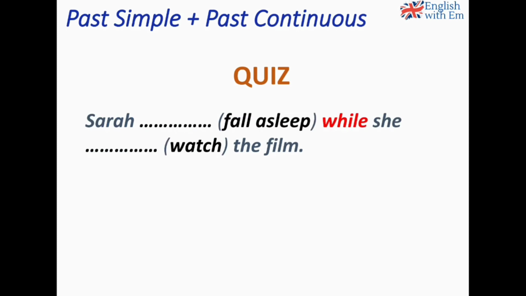Sarah, while the film. Sarah fell asleep while she was watching the film. So we've got fall asleep here for the sudden action. This is always going to be a past simple sudden action, because falling asleep doesn't happen progressively, does it? It's sudden. While she was watching the film. So that was the action that was in progress before she suddenly fell asleep.